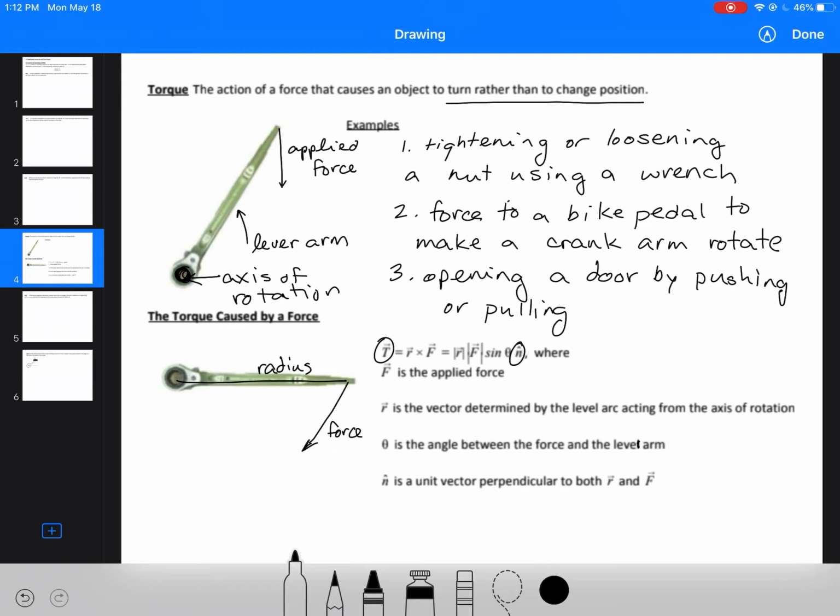F is the applied force. R is the vector determined by the lever arm, acting from the axis of rotation. Theta is the angle between the force and the lever arm. N is just a direction. It's a unit vector that is perpendicular to both R and F.